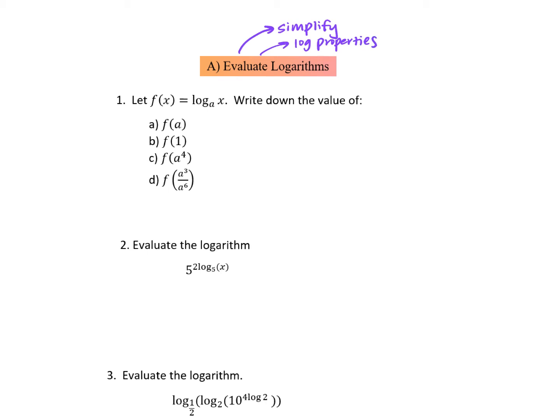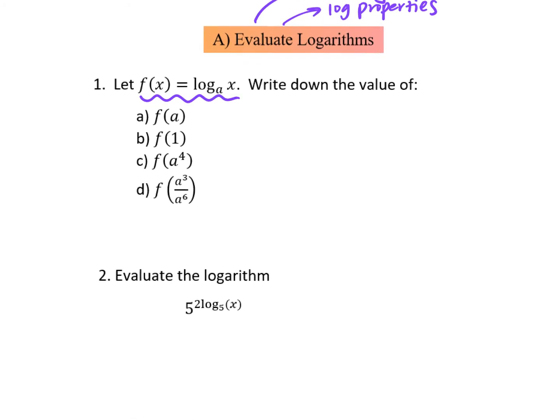So in number 1 here, we have a function f is the log base a of x, and we want to evaluate the logarithm at a few different places, starting with a. So a is my input. That's going to go into the argument. Whenever the argument and the base match, this will always equal 1. That's one of our log properties.